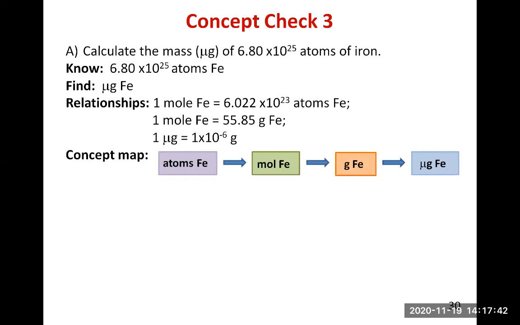We start with atoms. We will change that first to moles using the definition of the mole. Then from the moles to grams using the molar mass of iron. And then from the grams to the micrograms. So the first conversion factor will change the atoms to moles. And so because we start with a number of atoms, we will use the definition of the mole with the 1 mole on top and the Avogadro number of atoms on the bottom.